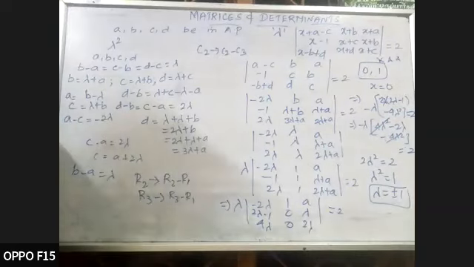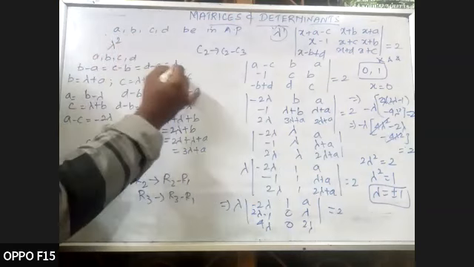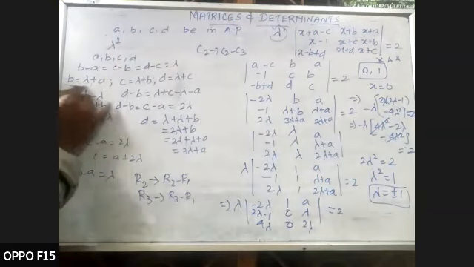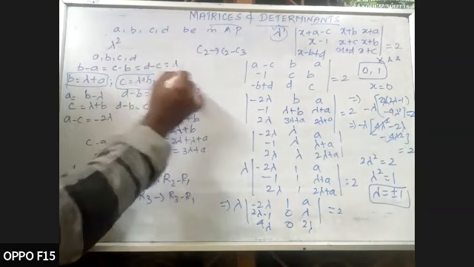Again, I'll repeat from the beginning. It is given that A, B, C, D are in AP, which means that the common difference are same. That is called lambda. I can take B minus A, C minus B, D minus C is equals to lambda. From this, I am finding out B value lambda plus A, C value lambda plus B, D value lambda plus C.